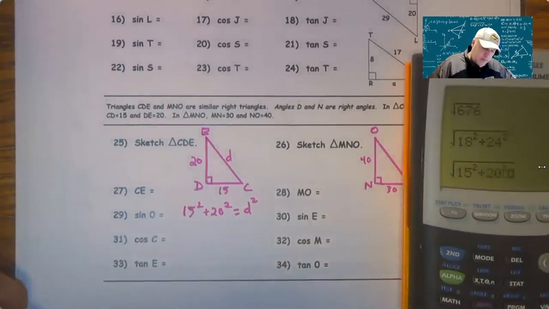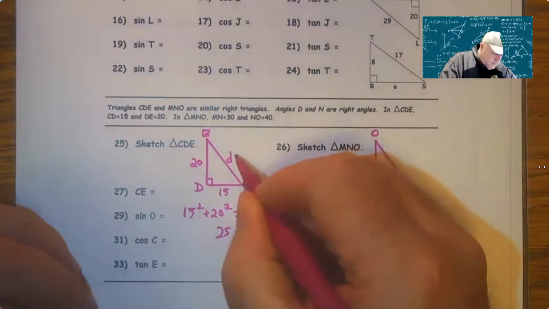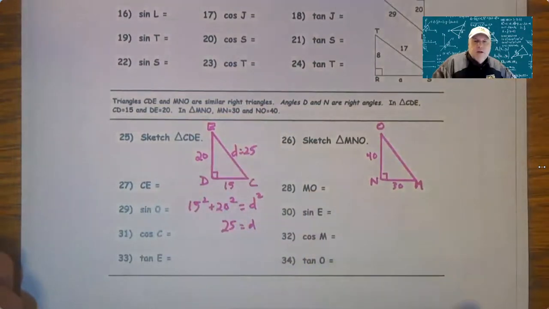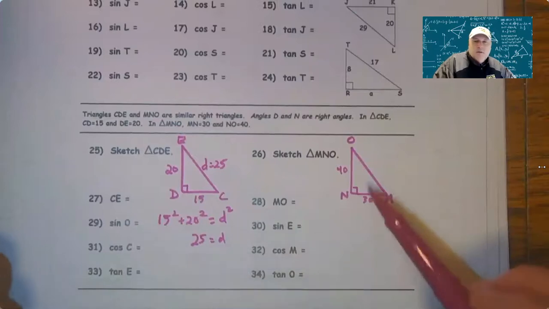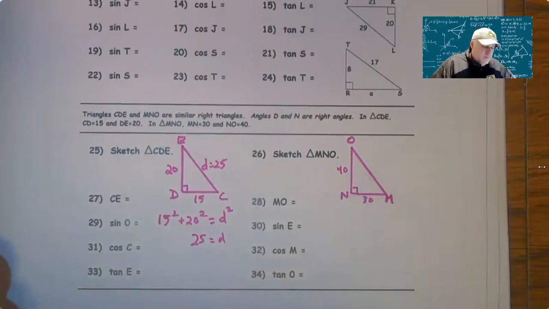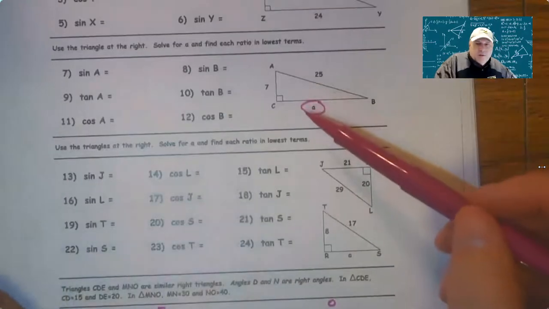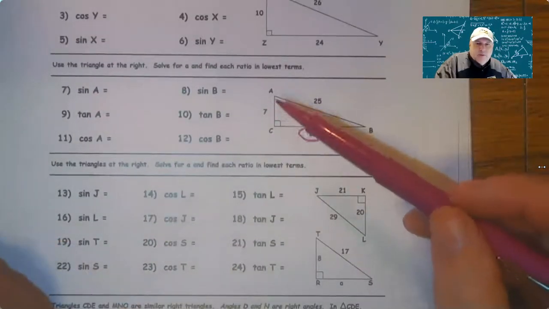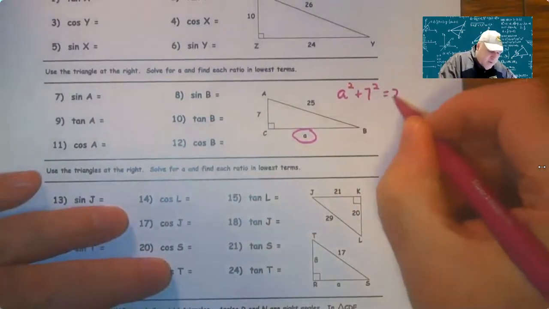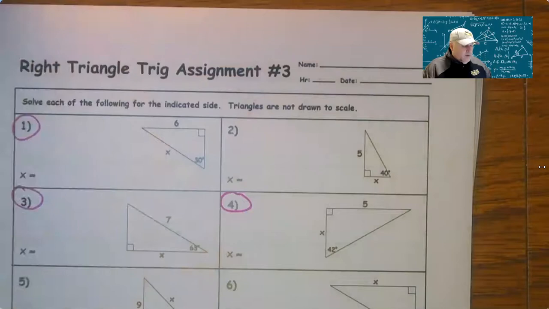Okay, so that will be 25. And then you'll have this right triangle to answer all of these. So same thing over here, a squared plus b squared. That's your 30 squared plus 40 squared. Now not all the time are you just given the two legs. So you'll see up here on this triangle, you have a squared plus 7 squared. Trace the right angle. That's how you know how to set up the Pythagorean theorem. It's literally that simple.